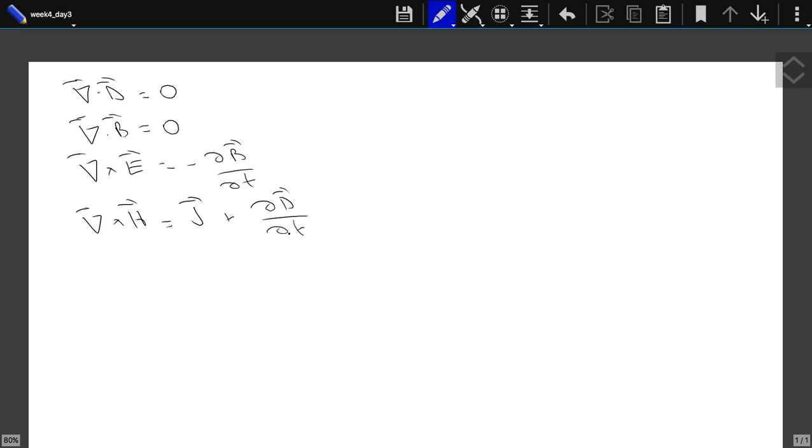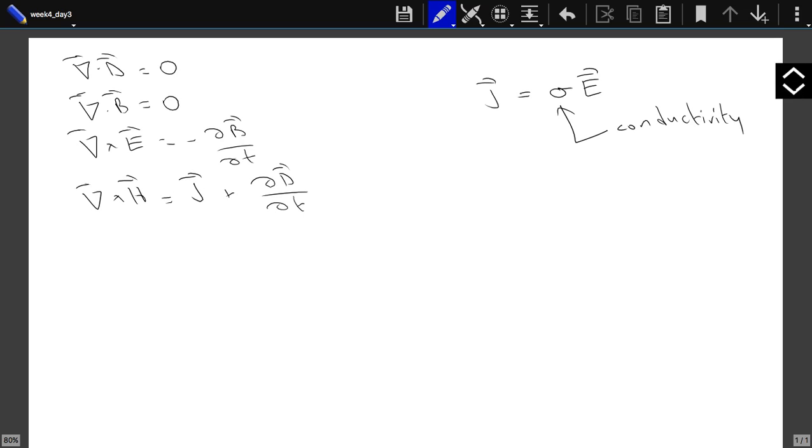And since it's a conductor and the electromagnetic wave contains an electric field, the electric field will generate a current. If it's an ohmic conductor, then the current is related to the electric field through Ohm's law, with sigma being the conductivity. This is the conductivity, not the surface charge. For the surface charge we use the same symbol sigma, but here it is the conductivity.